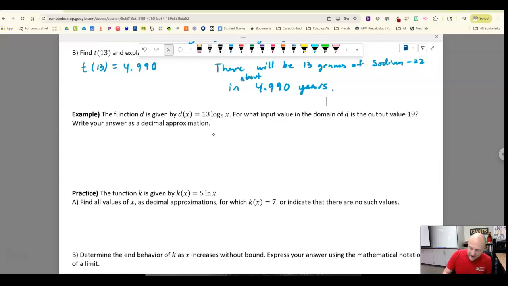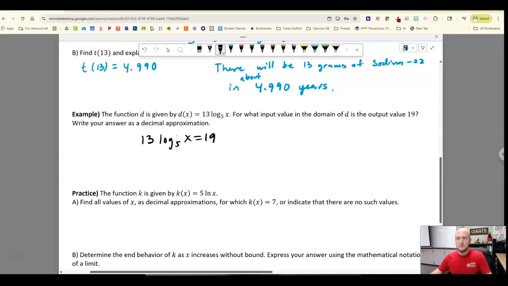So they want the output to be 19, and students always get tripped on this. They're like, I don't know what that means. Well, that just means you set your function equal to that value. I want this to be equal to 19. Okay, and I guess technically, you could solve this algebraically as well as graphing. So you know what? Why don't we do both? Let's do both. That sounds fun.